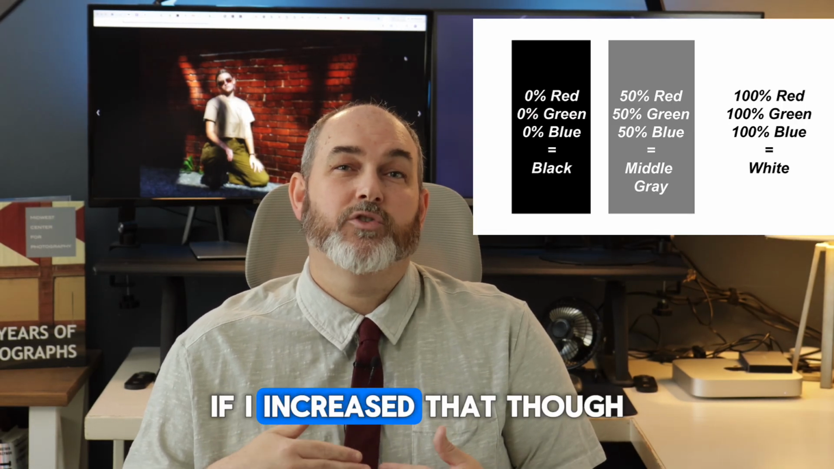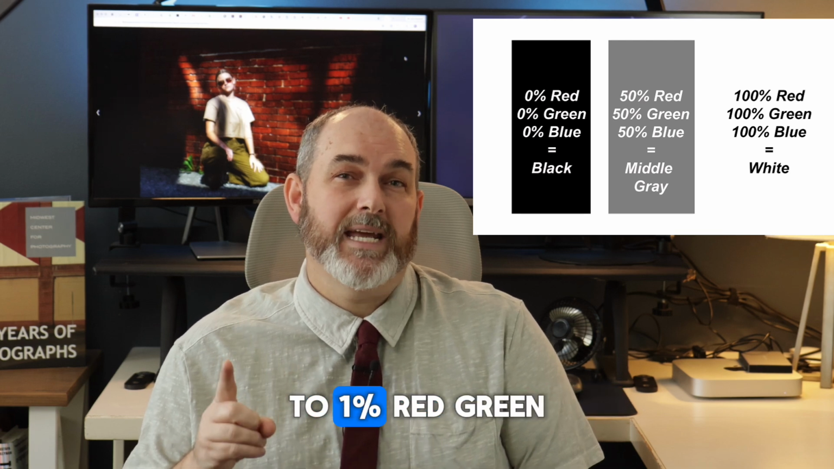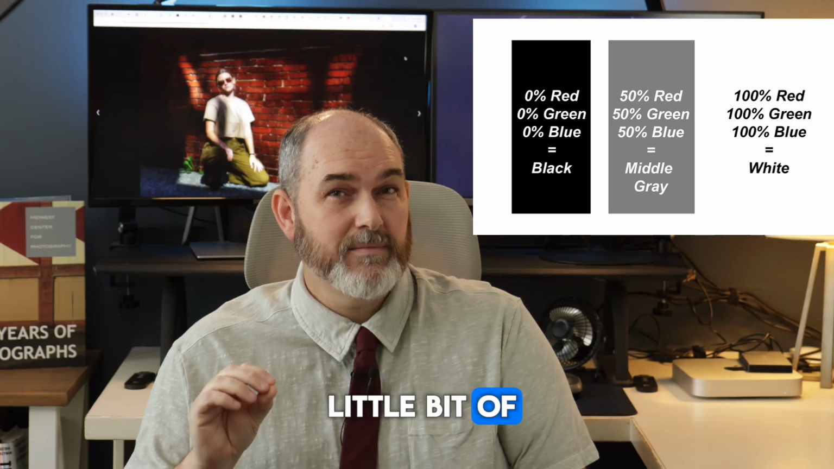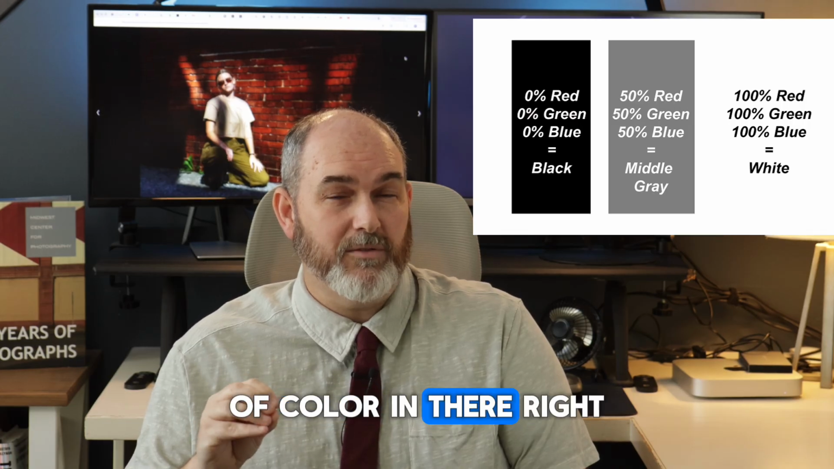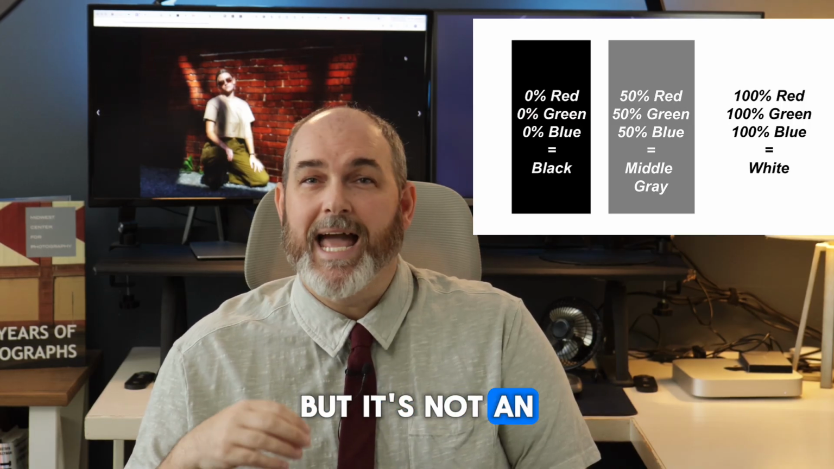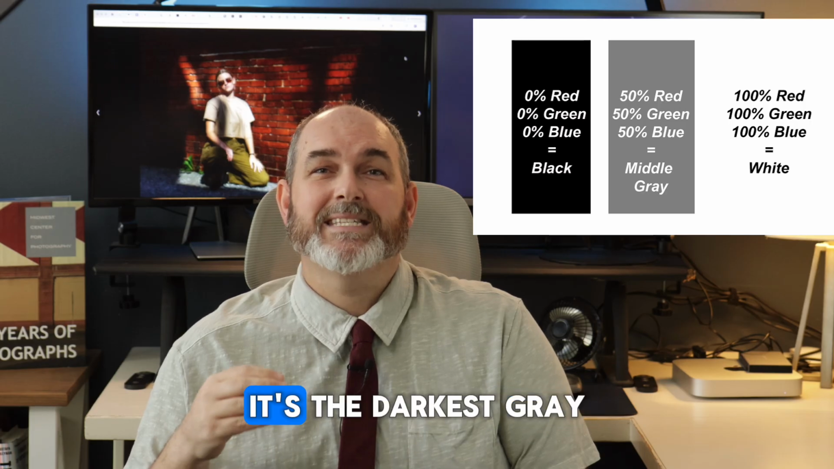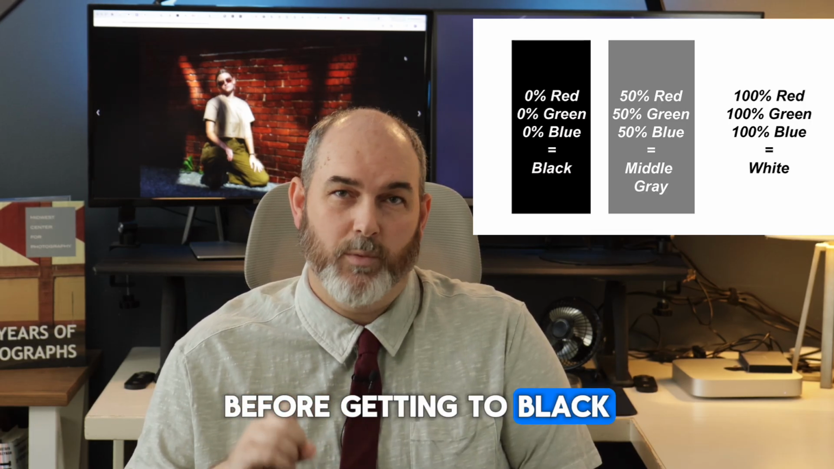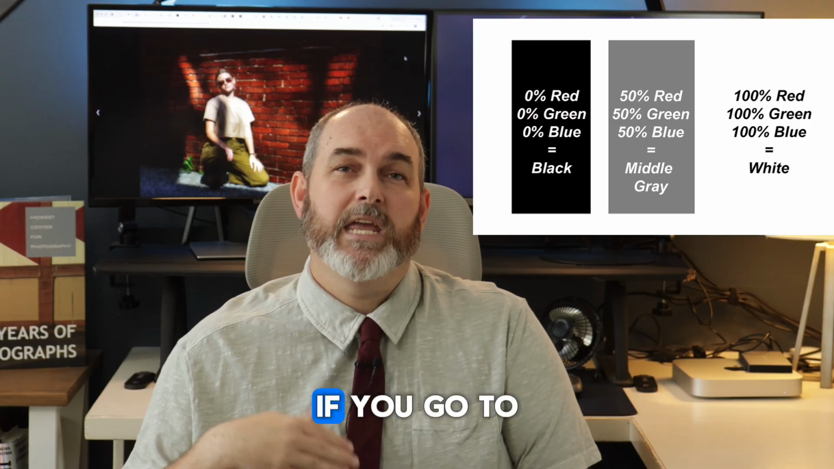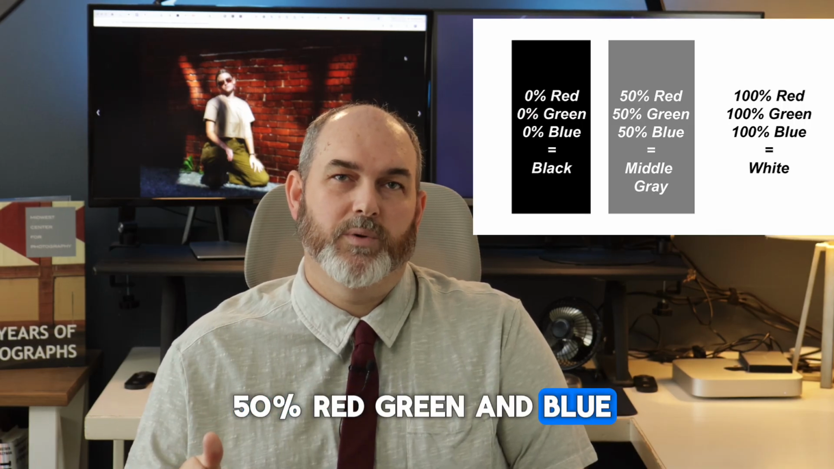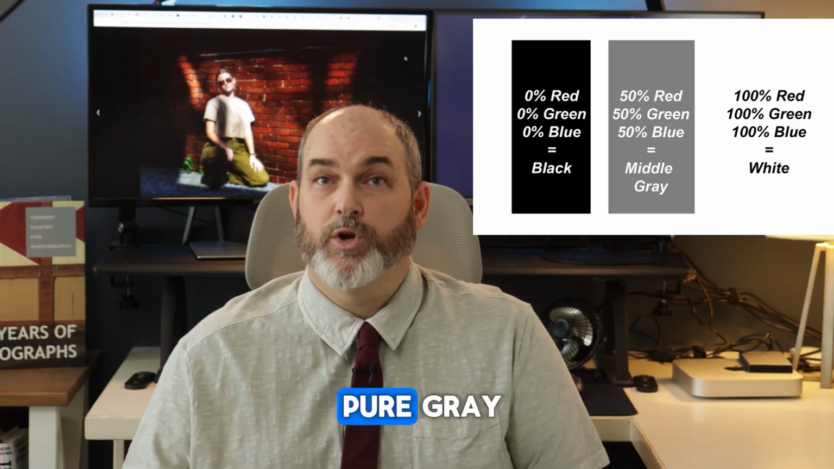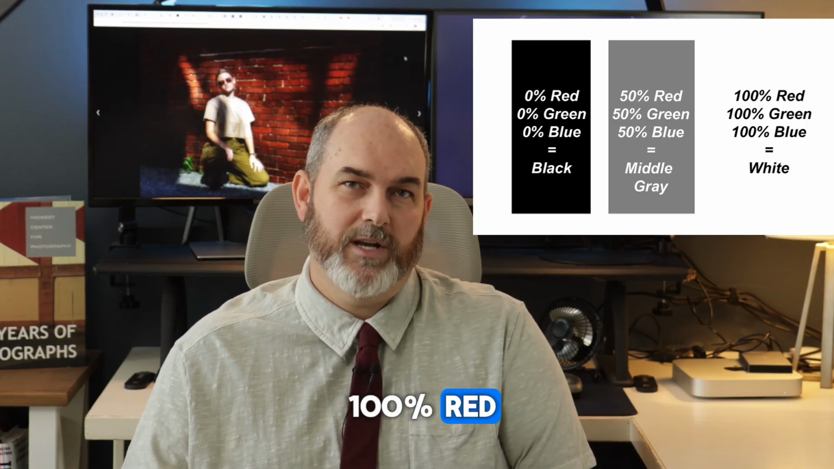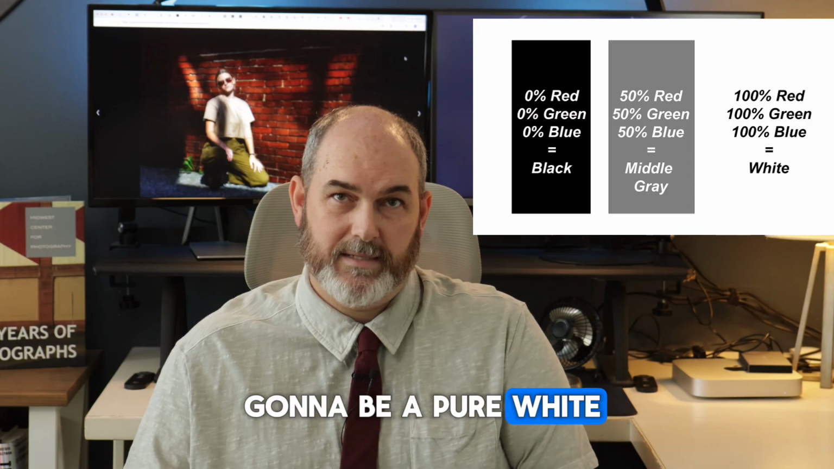If I increased that to 1% red, green, and blue, now there is a little bit of color in there, right? But it's not an actual tint of color. It's the darkest gray that you can possibly get before getting to black, 1% of each one of them. If you go to 50% red, green, and blue, that's going to be a pure gray, a 50% gray. And if you go to 100% red, green, and blue, that's going to be a pure white.